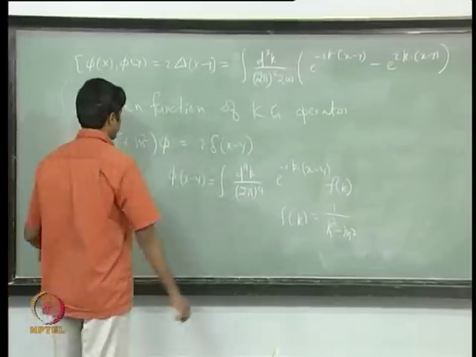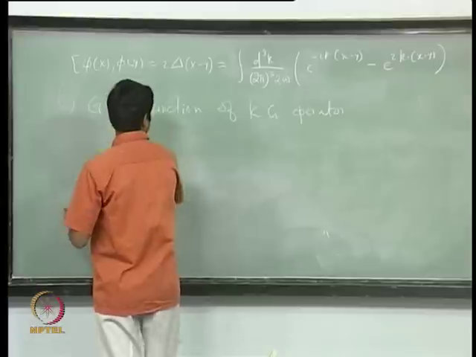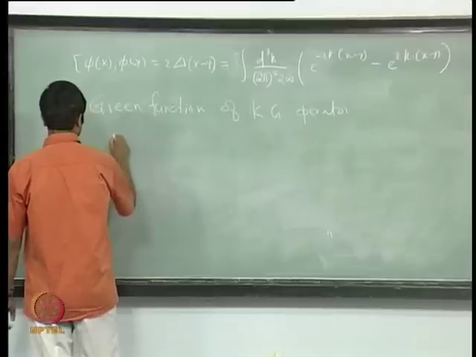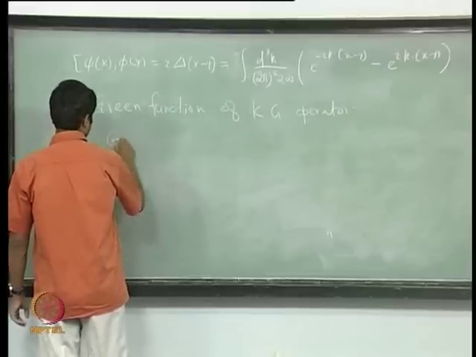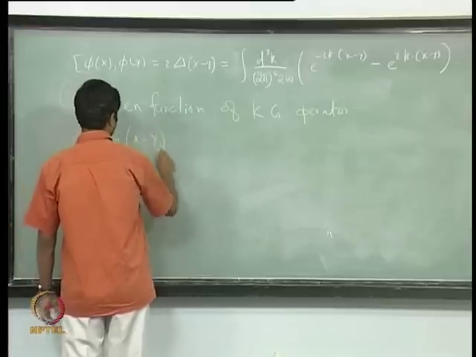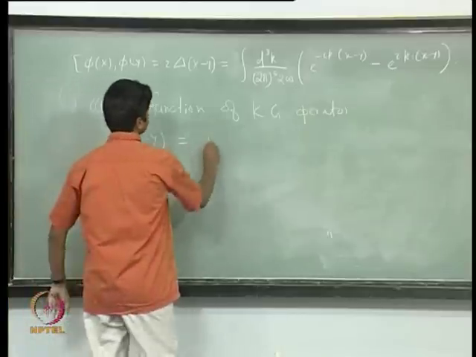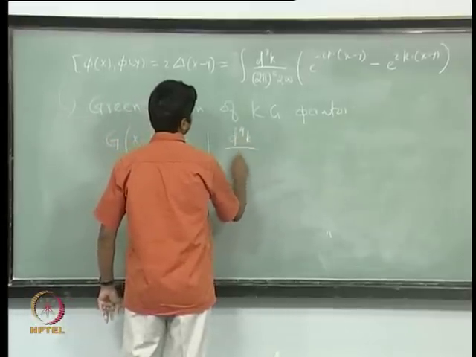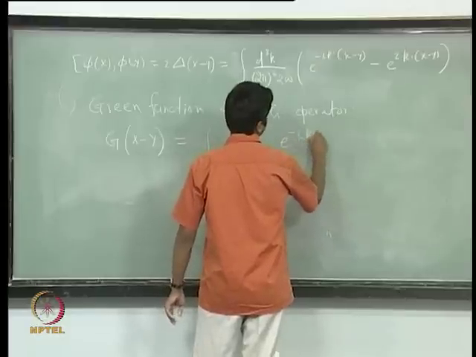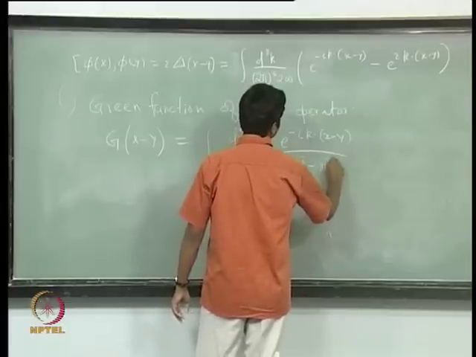So, the Green's function for the Klein-Gordon operator, I will denote this as G of x minus y, is the integral d4k over (2 pi) to the fourth, e to the power minus i k dot (x minus y), divided by k square minus m square.